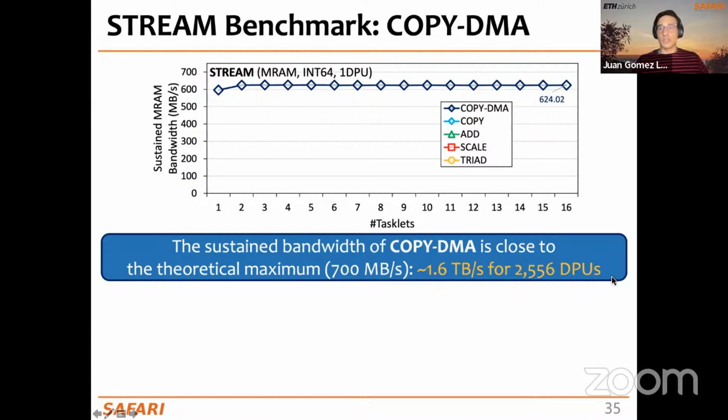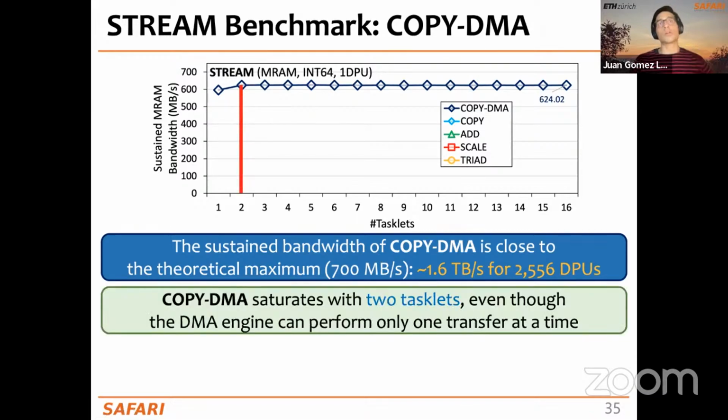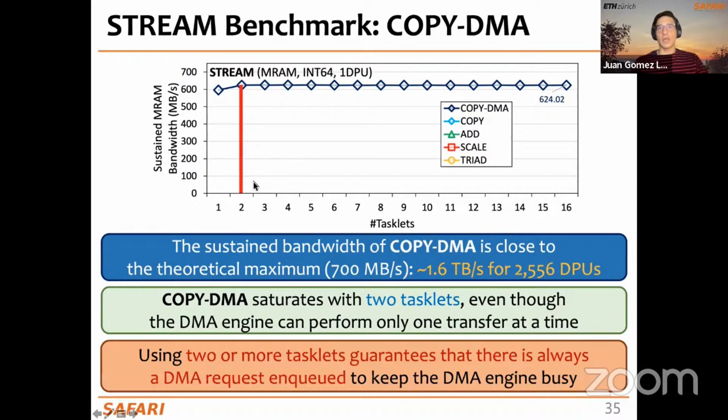So for a large system, the larger UPMEM-based PIM system that we have tested had 2,556 DPUs, the aggregated bandwidth is around 1.6 terabytes per second, which is pretty high. One observation here is that for the copy DMA microbenchmark, the bandwidth saturates at 2 tasklets. The reason is simply that using more than 1 tasklet makes sure that there is always a DMA request waiting in the queue, and this keeps the DMA engine busy.